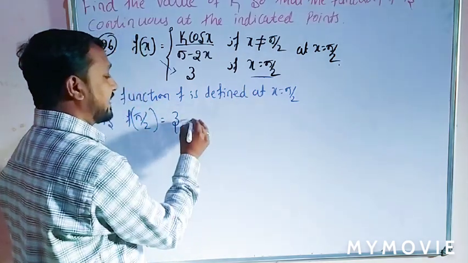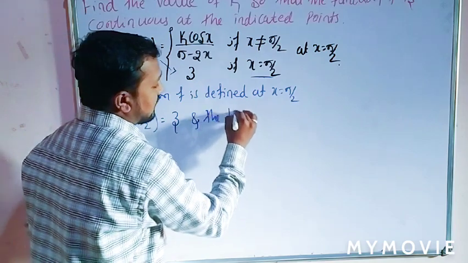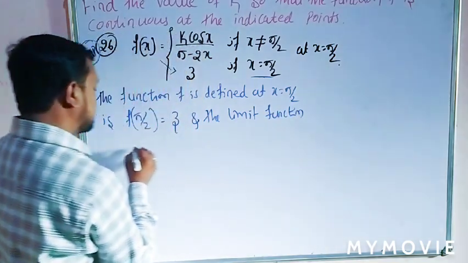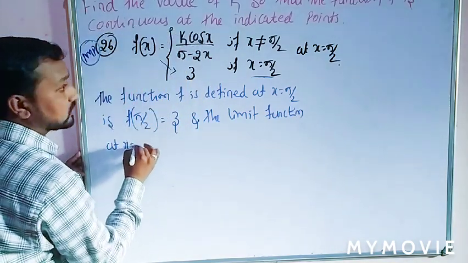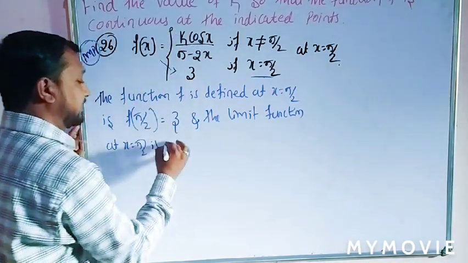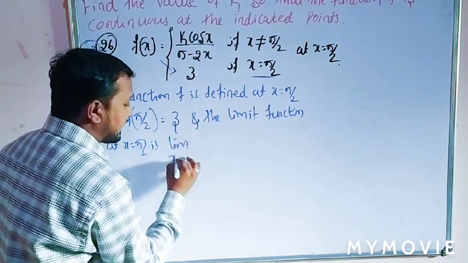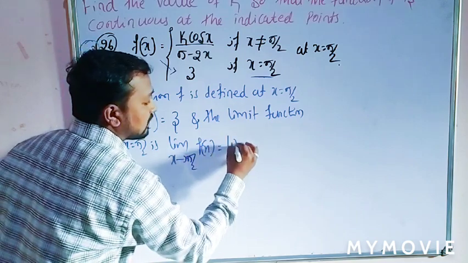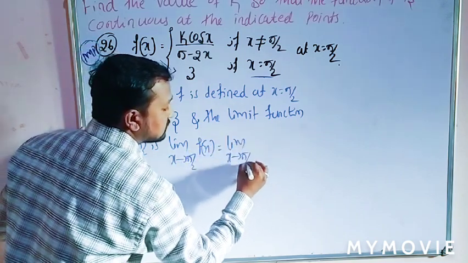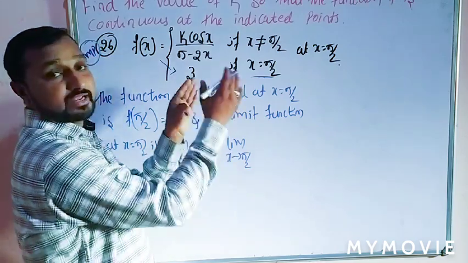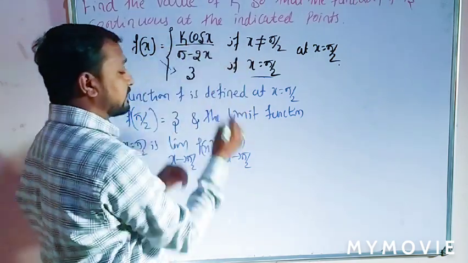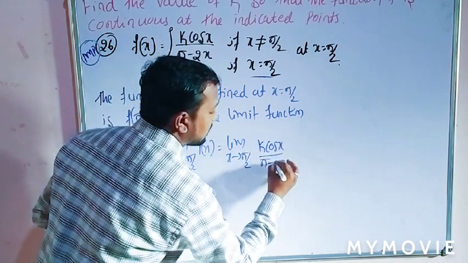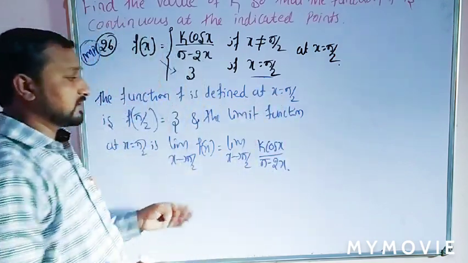So it is already given. And the limit function at x equal to pi by 2 is the limit as x tends to pi by 2 of f of x, which is equal to the limit as x tends to pi by 2 of, what is your f of x corresponding to the limit, that is k cos x divided by pi minus 2x. K cos x divided by pi minus 2x. So this is your limit.